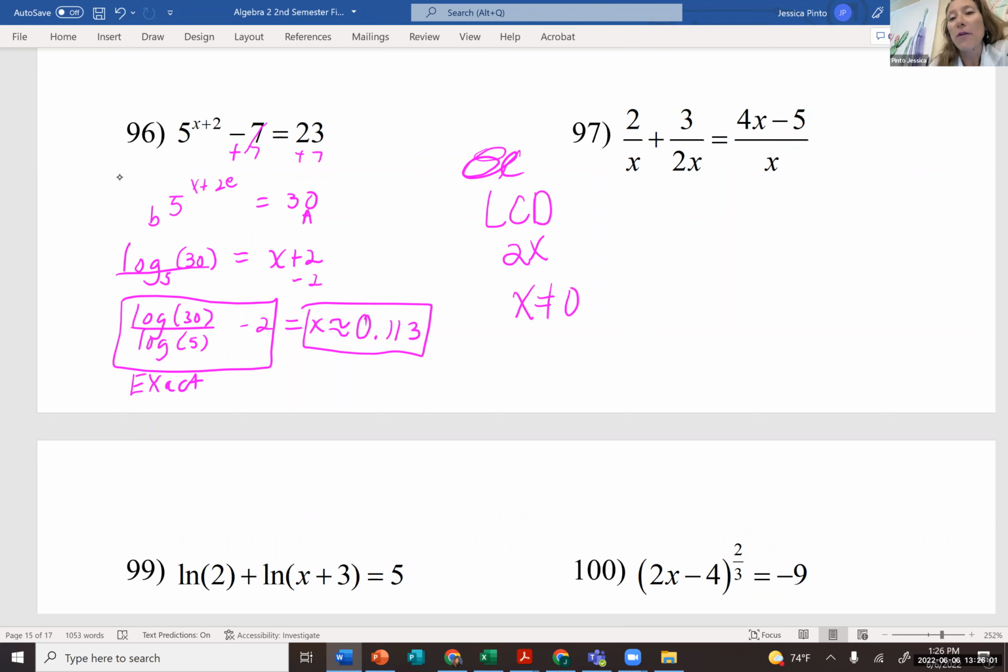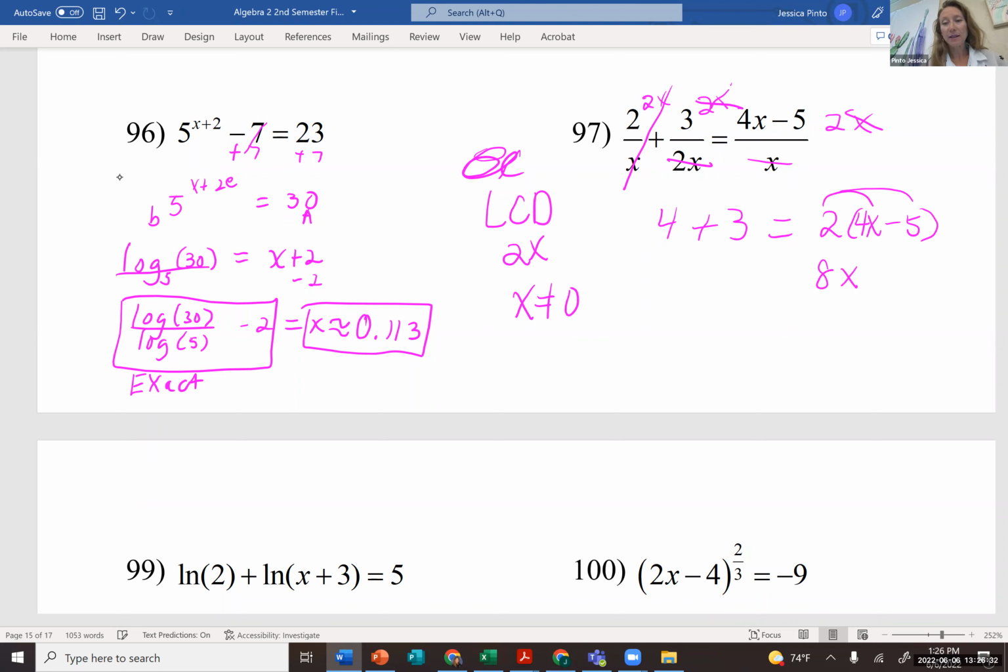On this one, I'm going to show that work of 2x, 2x, 2x, and we'll see that the 2x cancels, the x is canceled, and I'm left with 4 plus the whole thing canceled, 3. Really, that's it? Yeah, okay. And then we'll have 2 parentheses 4x minus 5. So I'll distribute over here to get 8x minus 10 is equal to 7.